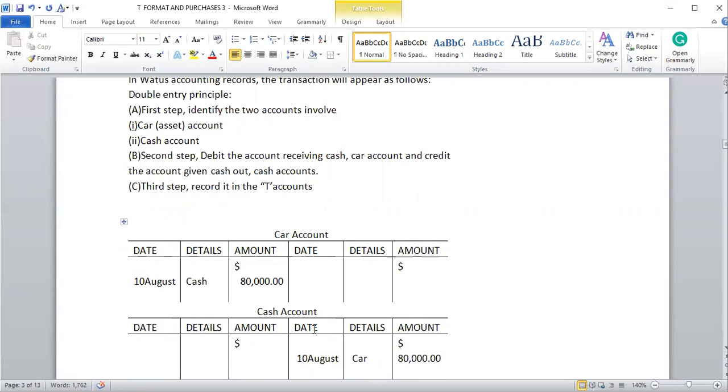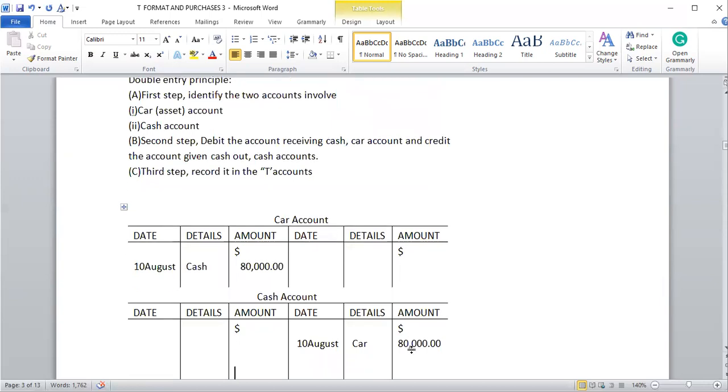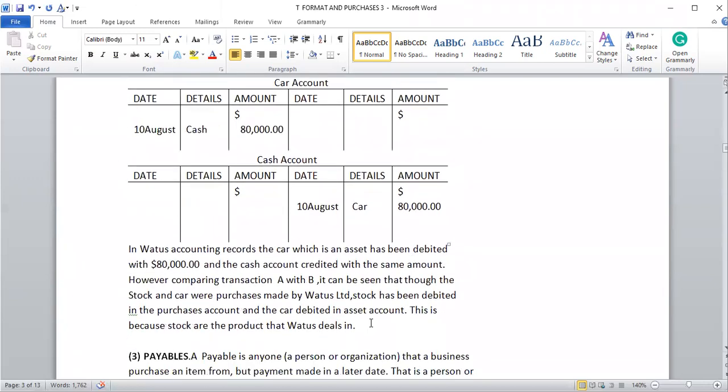Then the cash account has to be credited. You have date, 10th August, the date of the transaction, details, car, because the corresponding entry can be found in the car account, and the amount involved, $80,000. So the explanation is, in Watos accounting records, the car, which is an asset, has been debited with $80,000, and the cash account credited with the same amount. However, comparing transactions A and B, it can be seen that though the stock and car were purchases made by Watos Limited, stock has been debited in the purchases account and the car debited in the asset account.